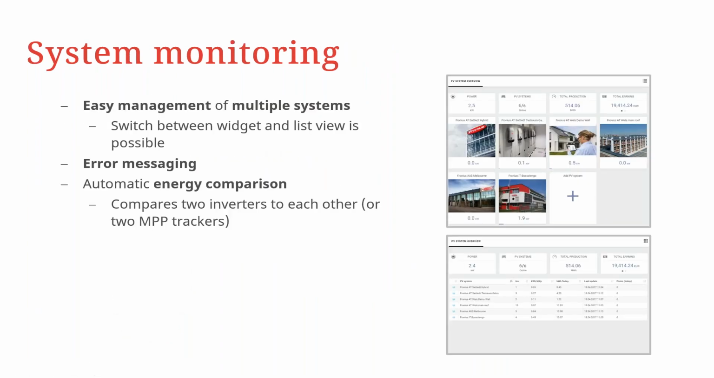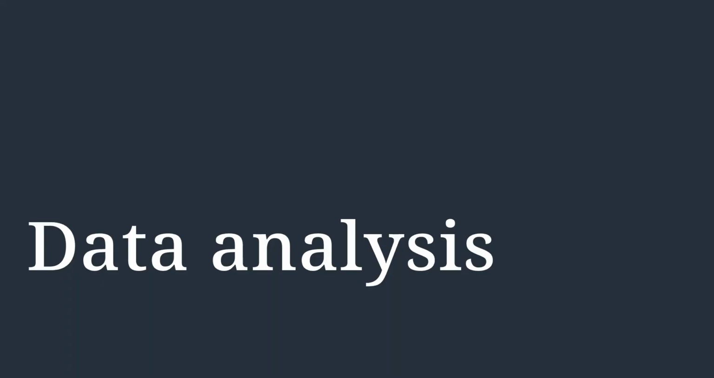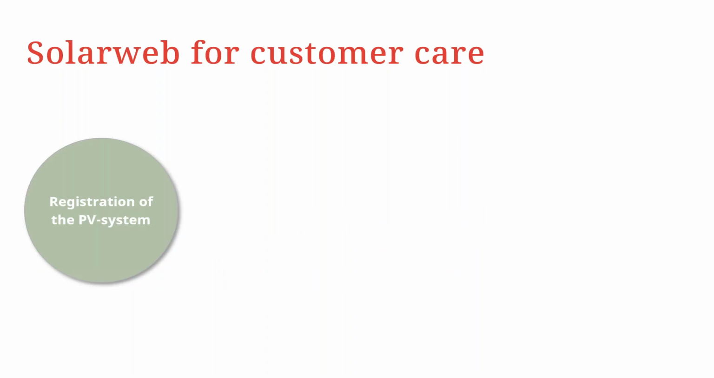The system monitoring allows for easy management of multiple systems. It allows for switching between widgets and list views. It's designed to make it a lot easier to view and analyze which sites you want to switch between, for example. It also allows for easy error messaging. So you will receive a simple email, basically referring to the total system uptime, which will allow you to then do production and comparison in that regard.